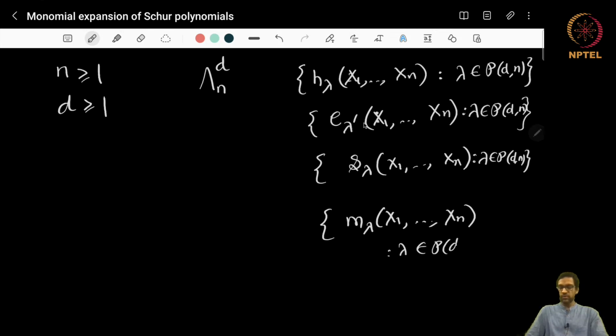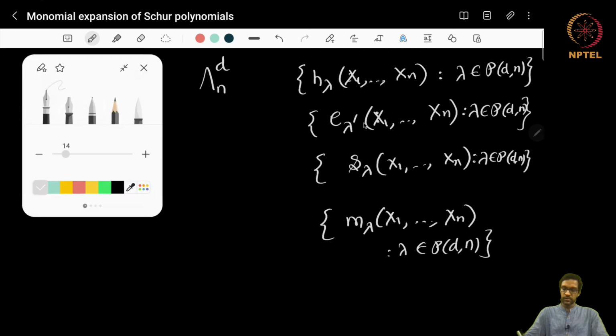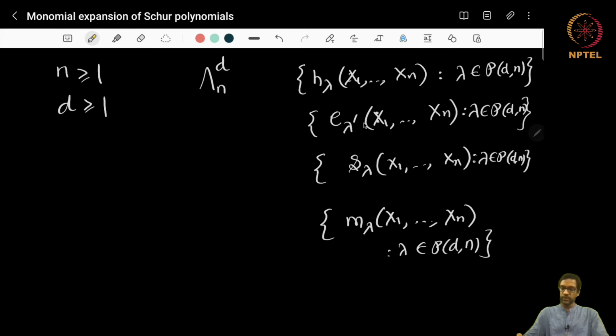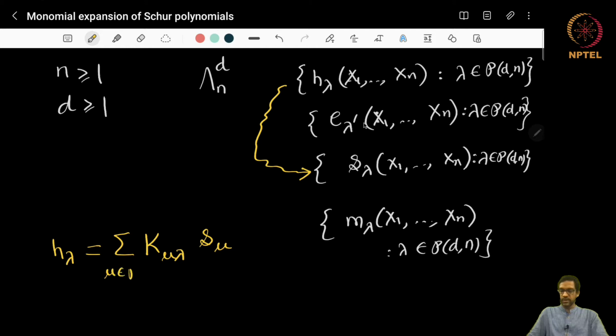And in fact, we also know something more. We actually know how to go between some of these, at least. For example, recall the statements that we have already proved, if you want to express h lambda in terms of m lambda. That is something we did a long time ago, but the more recent one is if you want to express h in terms of s. This comes from what we did most recently, talking about the iteration of the Pieri rule and so on. So this transition matrix is given by the formula h lambda is the sum of K mu lambda s mu, where again mu ranges over P d n.